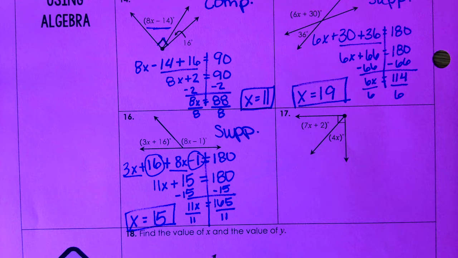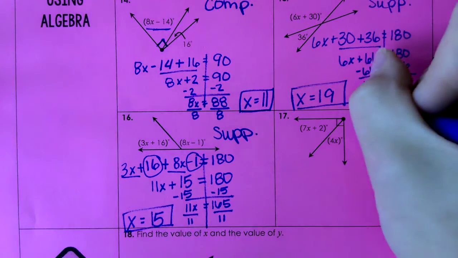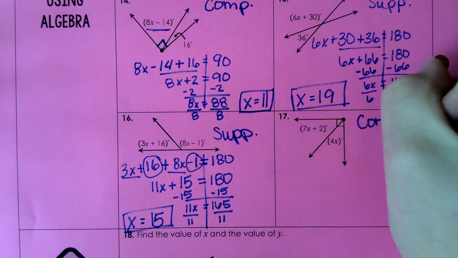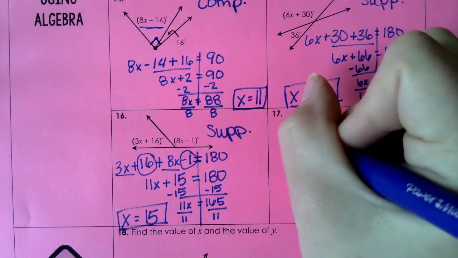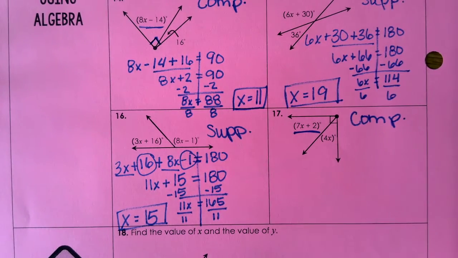Before we move on, do we understand number 17? Would we be able to figure that out, or do we need me to go through it? Yeah, you need to go through it. You want me to go through it? Okay. So, what do we know about right angles? They are 90 degrees. So they are complementary. So, Elias, I have complementary angles. What does that mean I need to do with this angle of 7x plus 2 and this angle of 4x?